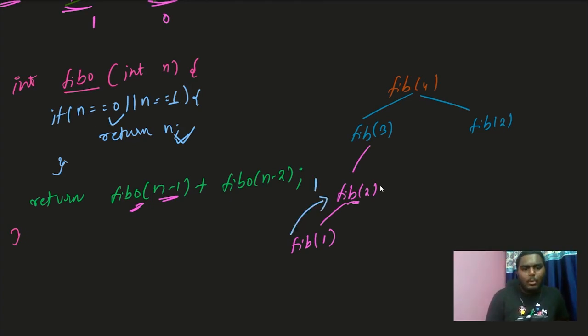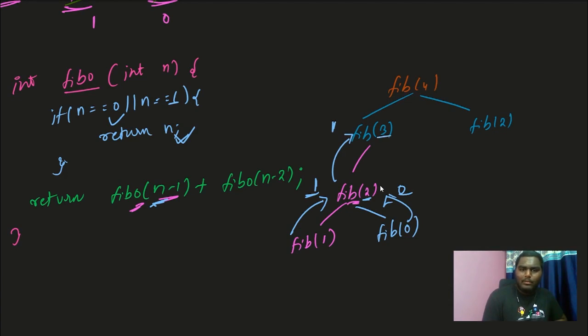Now I'm done with n minus 1. Now I need to make a call for n minus 2. Since my n is 2, I will make a call to n minus 2. 2 minus 2 is 0. So what will I return? I will simply return 0. Done. So now what is the addition of this? 1 plus 0 is 1. So I will simply return 1 here.